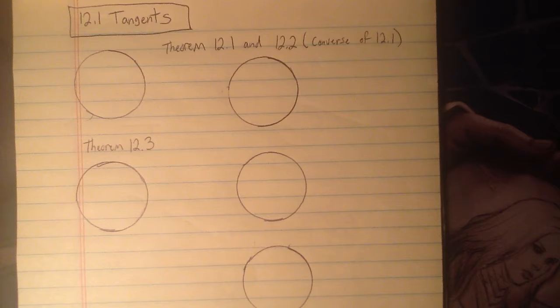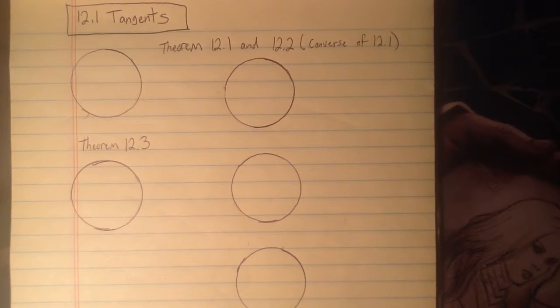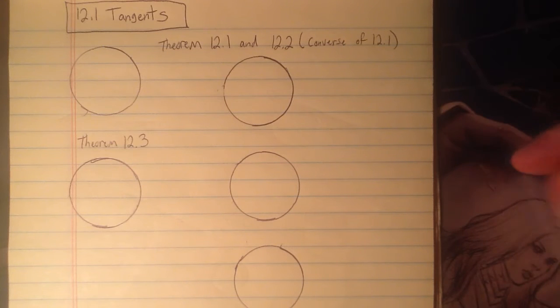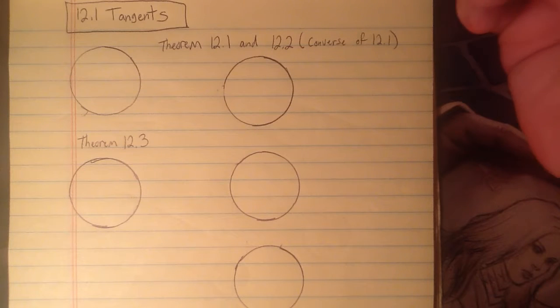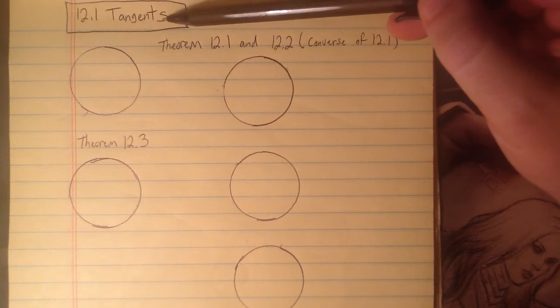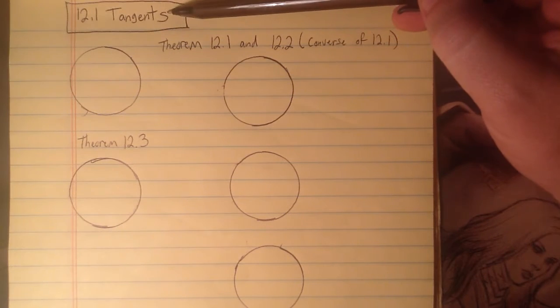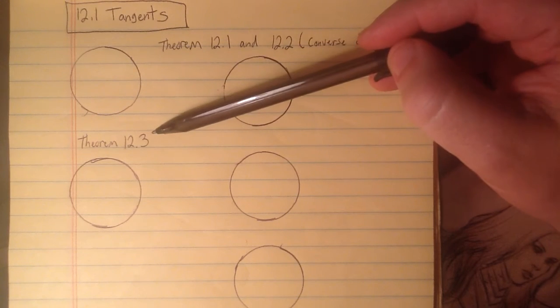I will try to make today's video as short as possible. We have 3 theorems that we're going to talk about today. And I'll try to give an example of each one as well. So today we're going to start chapter 12. We're skipping 11, going right to 12. It's a continuation of circles. And today's lesson is over tangents. And so I'm going to define what a tangent is, and there's 3 different theorems.